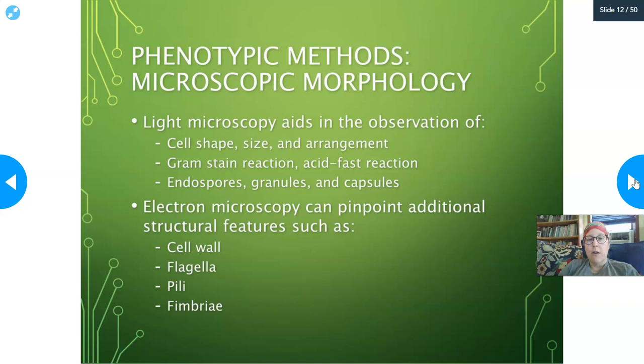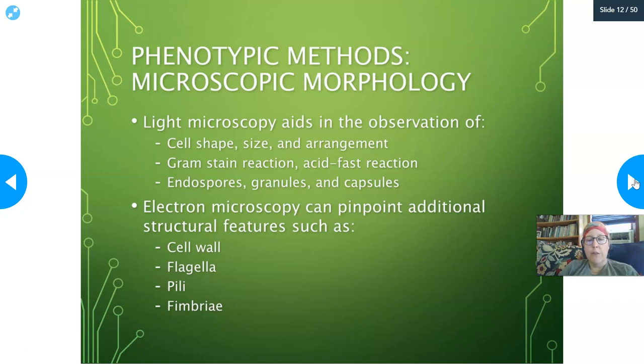So light microscopy is what you would have in your average lab, in the learning labs, but also in the hospital labs. With the light microscope, once you've put it on a slide and stained it, you can see the cell shape, the size, the arrangement, the Gram stain reaction, is it gram positive or gram negative, and the acid fast reaction, is it acid fast or not. You can even do stains for endospores, granules, capsules, and all that kind of stuff. So that can already put you on the trail of what it is.